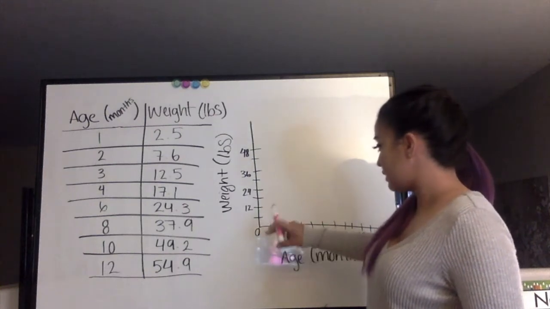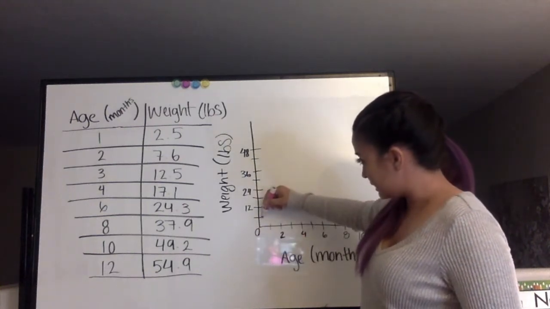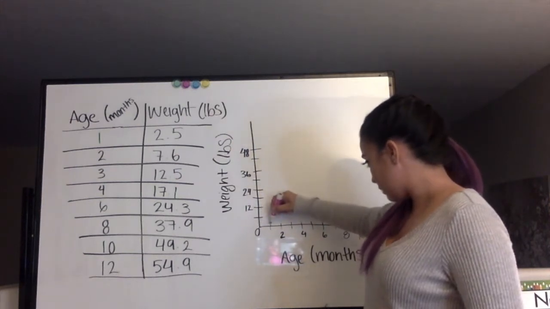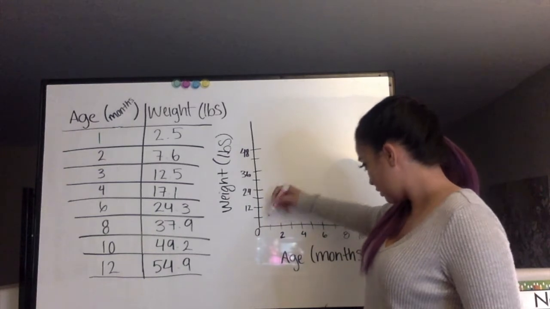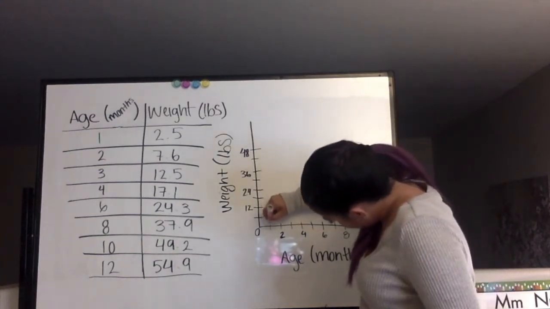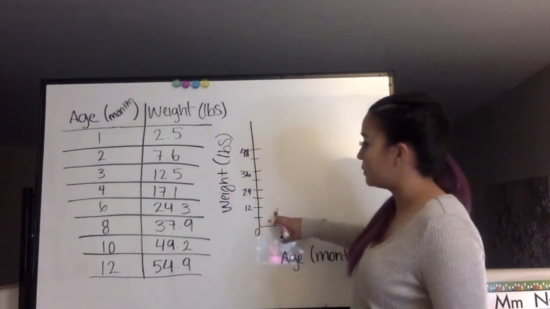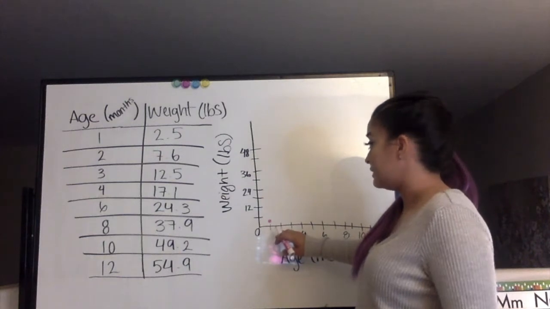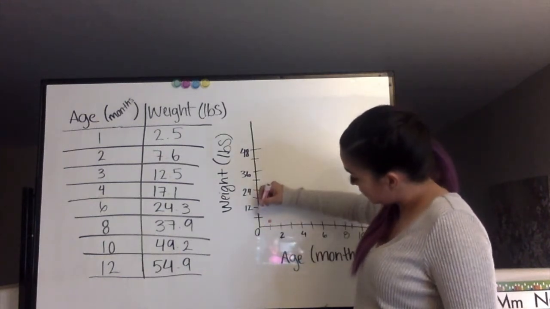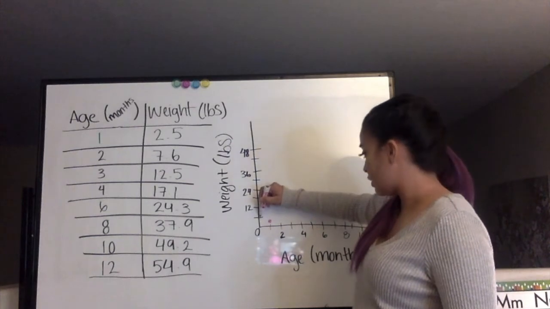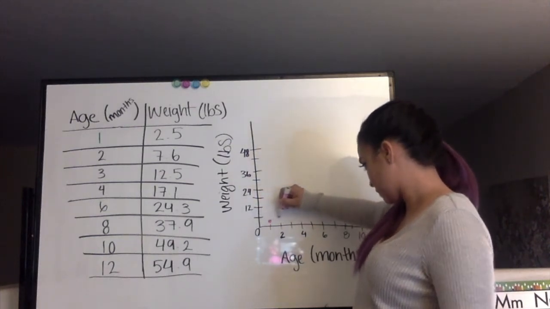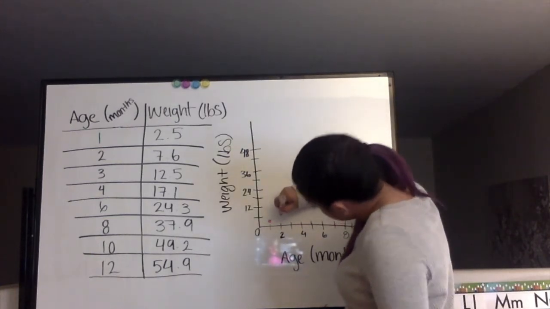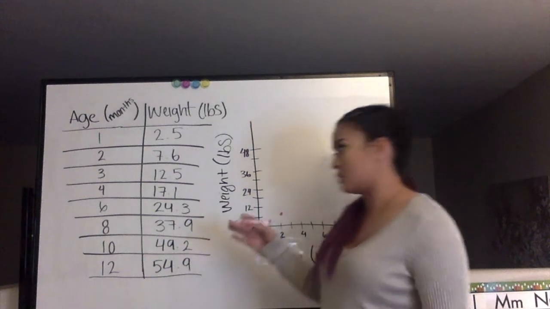So at 1 month, here we would have 6 pounds. So it would probably be right here above the 0. So I would say there would be our first point. Then at 2 months, we have 7.6. So that's a little over our line at 6, because 7.6 is around 7.5, almost 8.